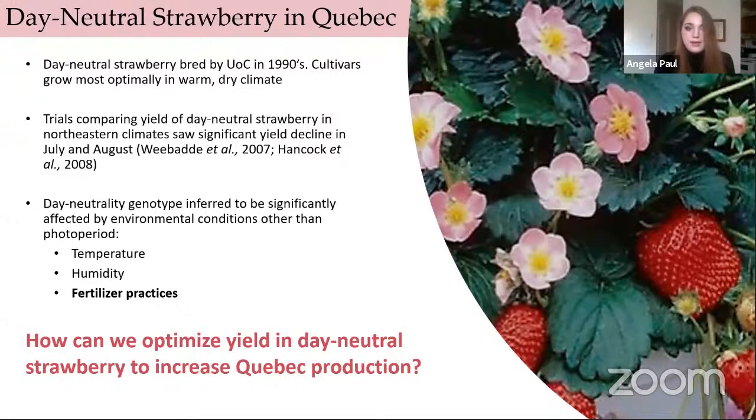So because Quebec has a similar climate compared to Ontario and Minnesota, it's assumed that Quebec farmers that are using day neutral strawberry are also going to see these decreases in yield. So the question is, how can we optimize yield in day neutral strawberry to increase Quebec production and allow farmers to confidently select day neutral strawberry cultivars?